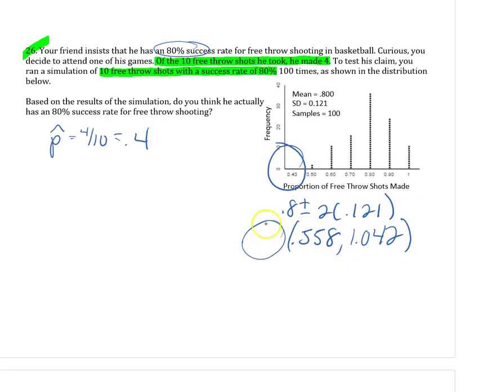But the fact that he got out of that, for that to happen that one time, based on random chance alone, it's not very likely. So that causes me to doubt him. So I'd say I don't think he actually is an 80% free throw shooter. Whew. Lots of words. Okay, so again, if you want a more eloquent response, check out the answer key.